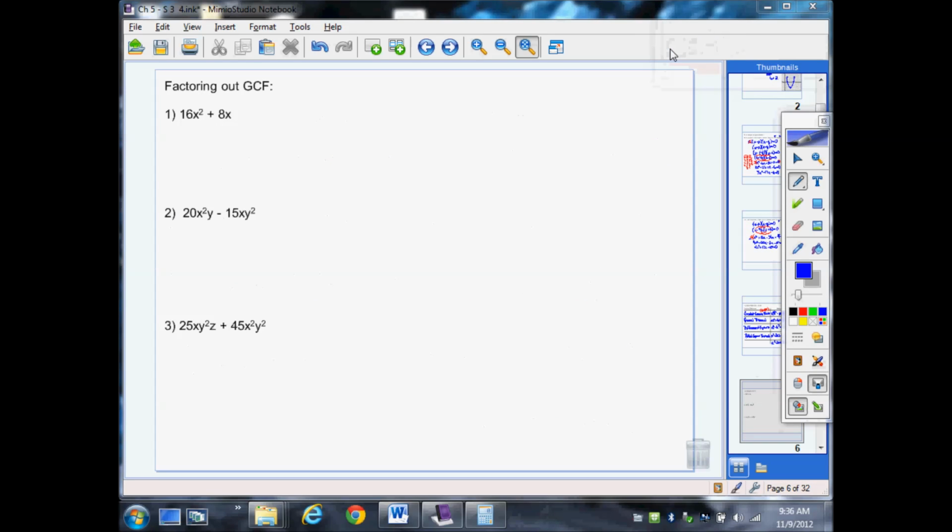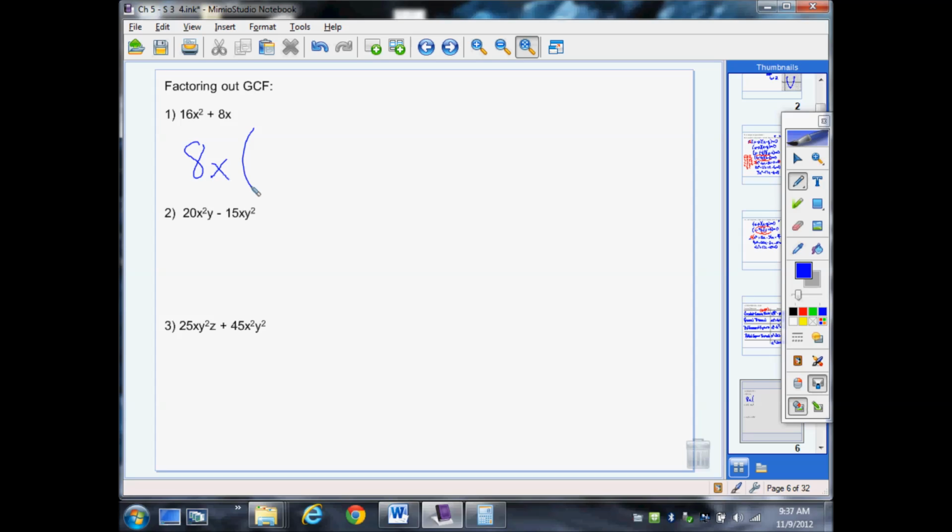So let's look at the greatest common factor. First we check out the numbers. I have a 16 and an 8. What will both of these divide by? 8. Right? Because 8 goes into both 16 and 8. And then I look at my variables. I have 2 x's in the first term, 1 x in the second term, so I can only take out 1 x. And then I look at what's left behind.